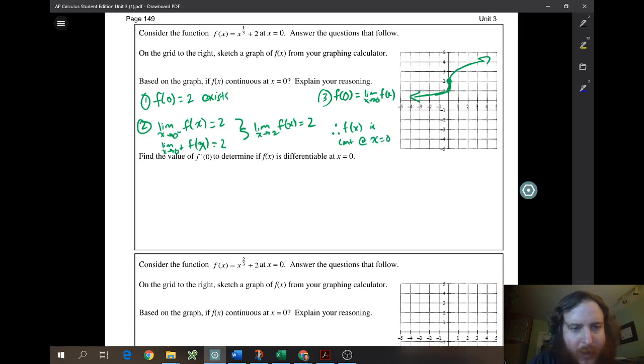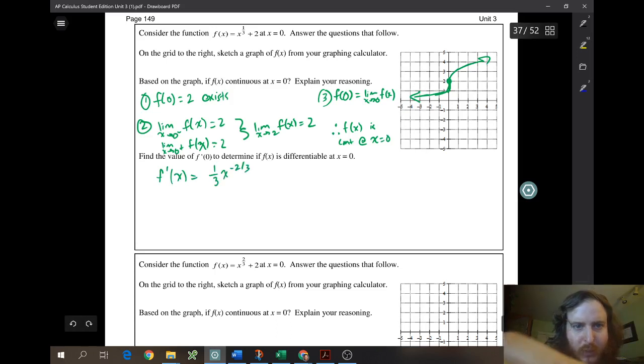Okay. Find the value of f prime of 0. So now before we can find f prime of 0, we always have to find f prime of x. So 1/3 x to the negative 2/3 power, that would be the derivative. The plus 2 part goes to 0. Now I'm going to rewrite this whenever I plug in. I always like to rewrite it in radical form. So I'm going to move it to the denominator to take away the negative exponent.